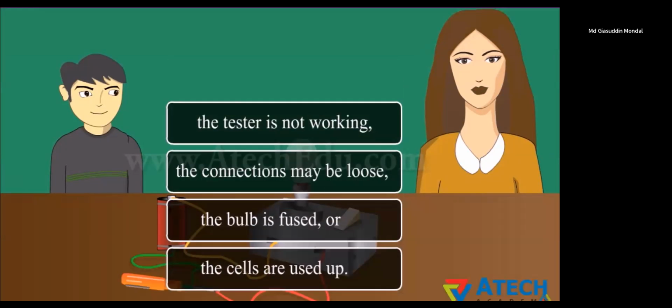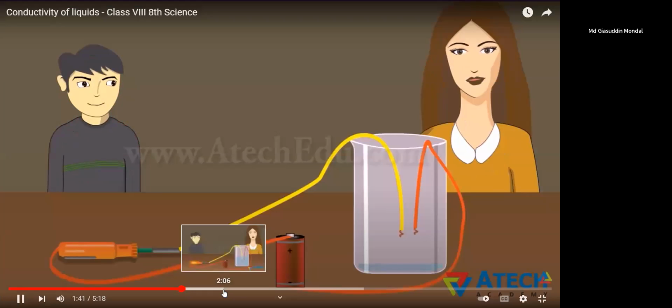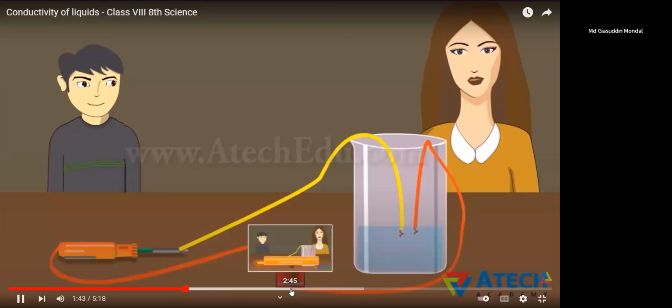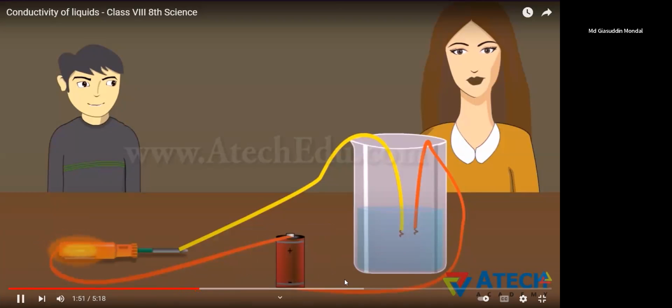The connections may be loose. Take water in a beaker and dip two wires from the end of the tester into the water. What do you observe? The tester glows. This means water allows the electric current to pass. Therefore, water is a good conductor of electricity.